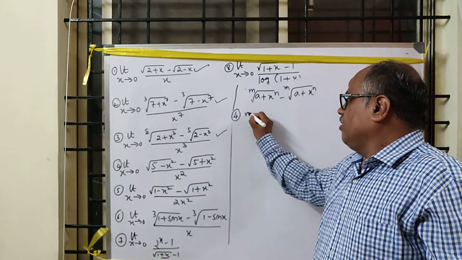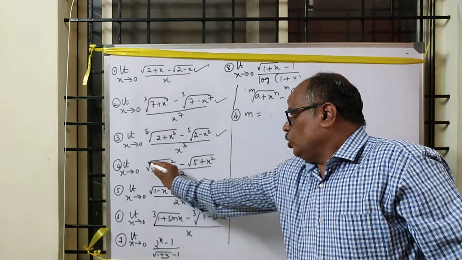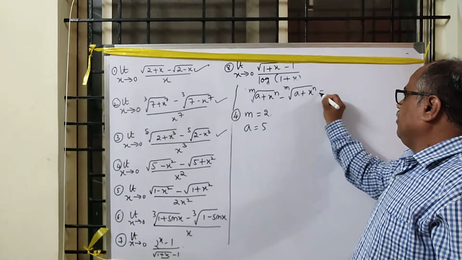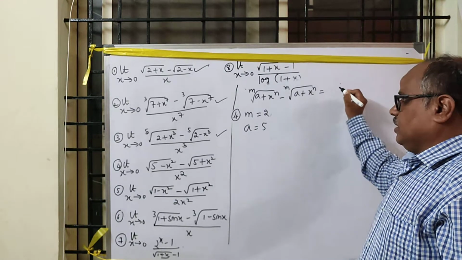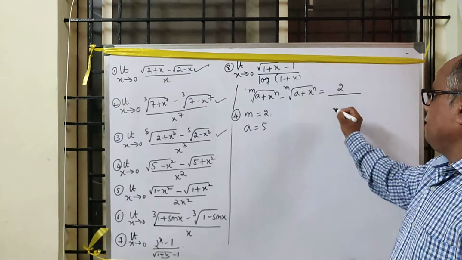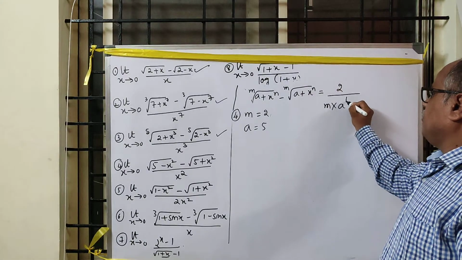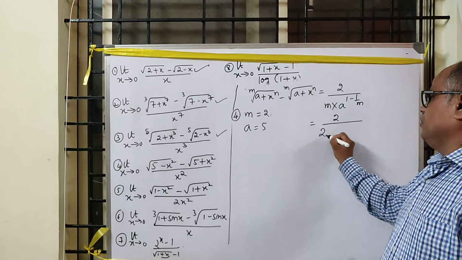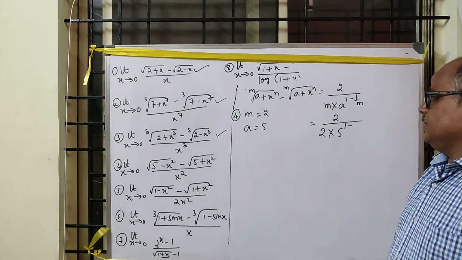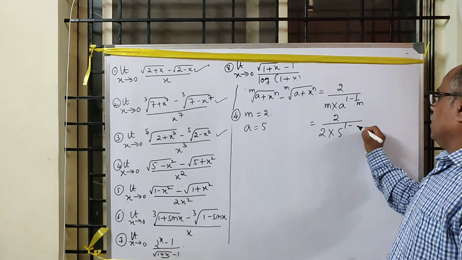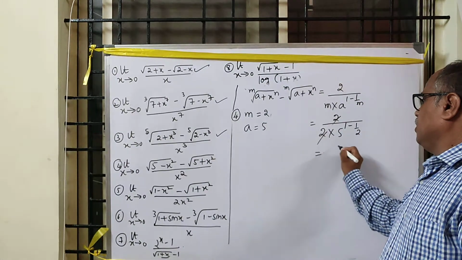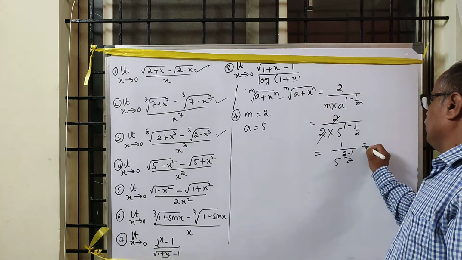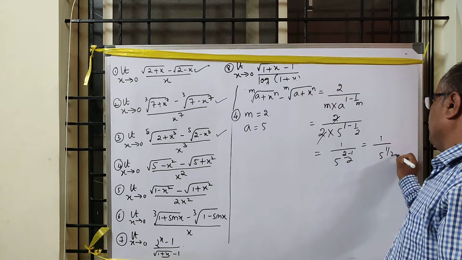Here the value of m is 2, a equals 5. What is the answer? 2 divided by m into a to the power of 1 minus 1 by m. 2 divided by m is 2, 5, 1 minus 1 by 2. The 2 gets cancelled. 1 divided by 5 to the power of 2 minus 1 by 2. 1 divided by 5, 1 by 2.